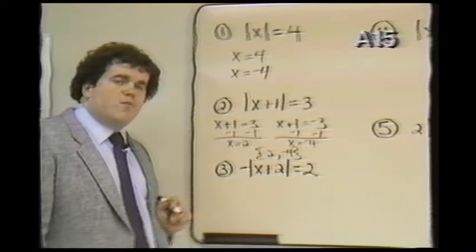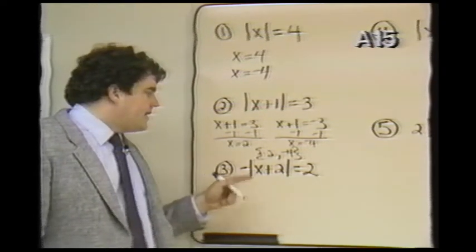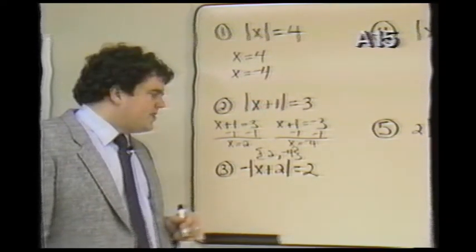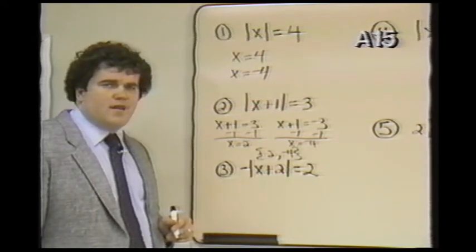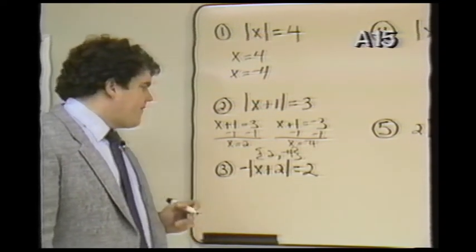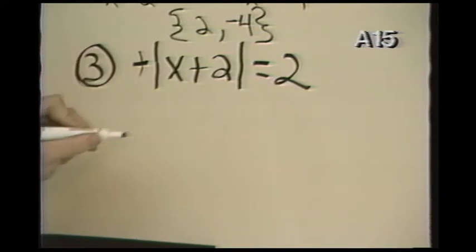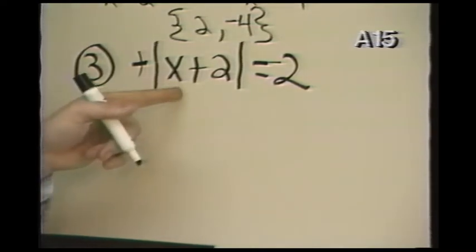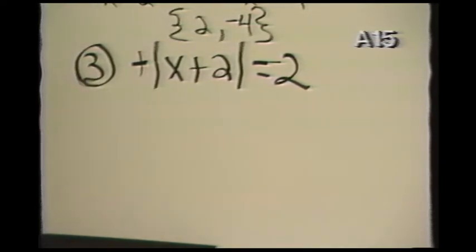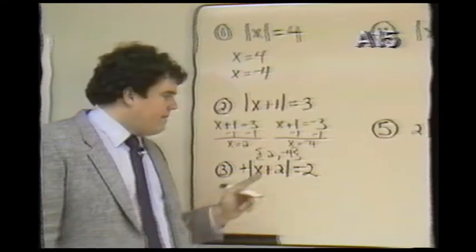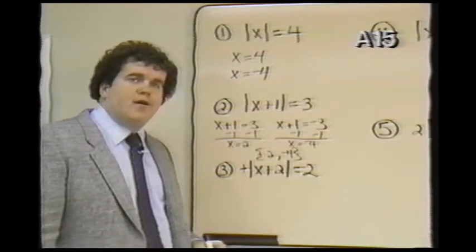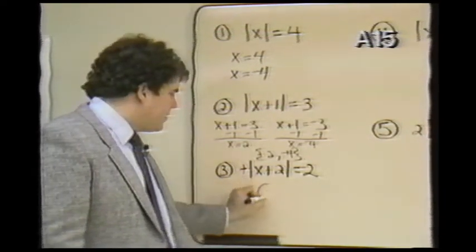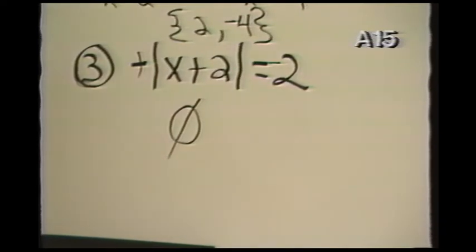Let's look at problem 3. The negative absolute value of x plus 2 equals 2. Well, if I were to do that, I could change that to a plus and that to a minus. But you know what? This still can't work. We can't put any number inside the absolute value sign and have it equal a negative number. It just doesn't work. The empty set is the answer here. There is no solution.